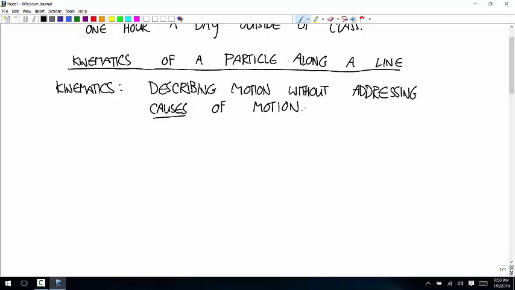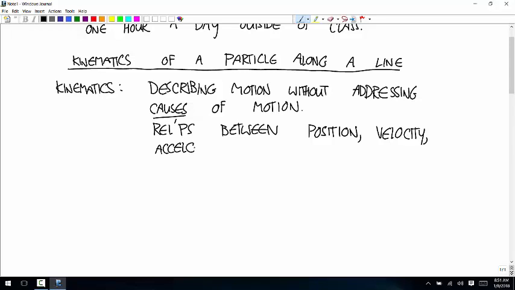So for us, this is going to be relationships. This is an abbreviation for relationships between position, velocity, acceleration, and time.